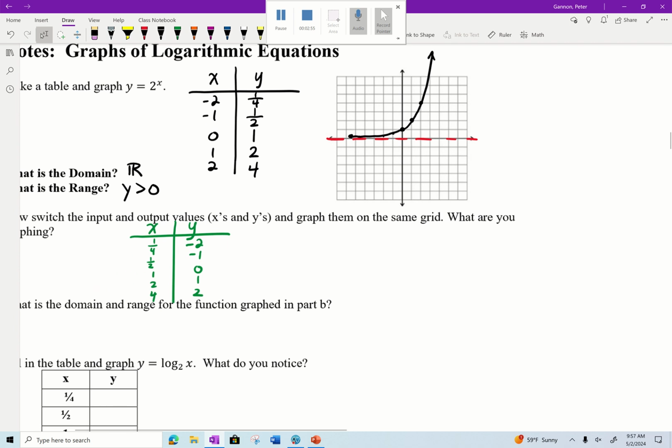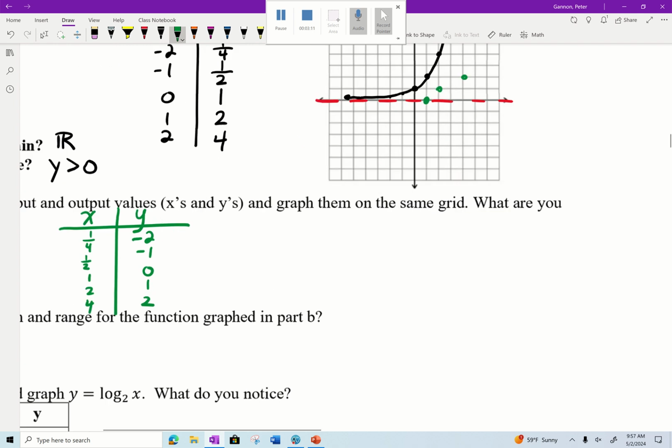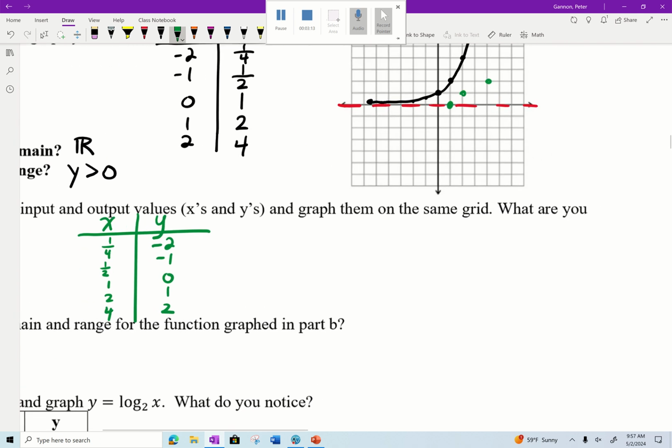Now, if we graph those points, all right, we're going to have the point 1, 0. So we're going to go right 1 and put a point. 2, 1 is right 2 up 1. 4, 2 is right 1, 2, 3, 4 up 2. And then for these other points, you've got 1/2, -1, which is here. 1/4, -2, which is here.